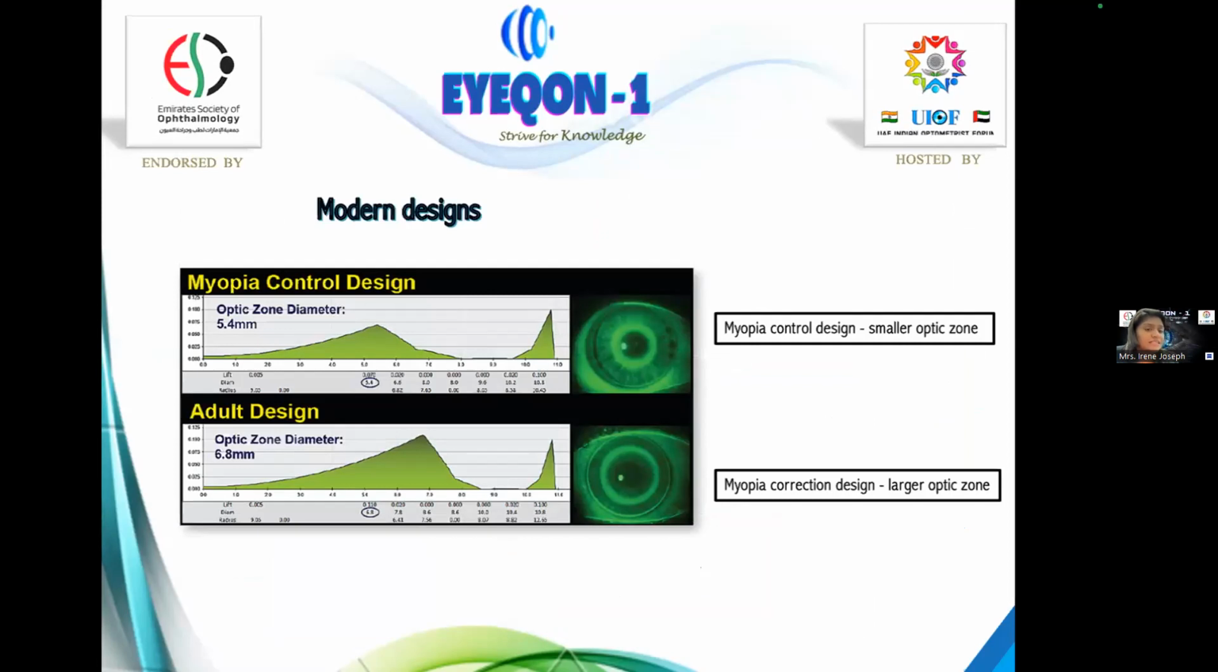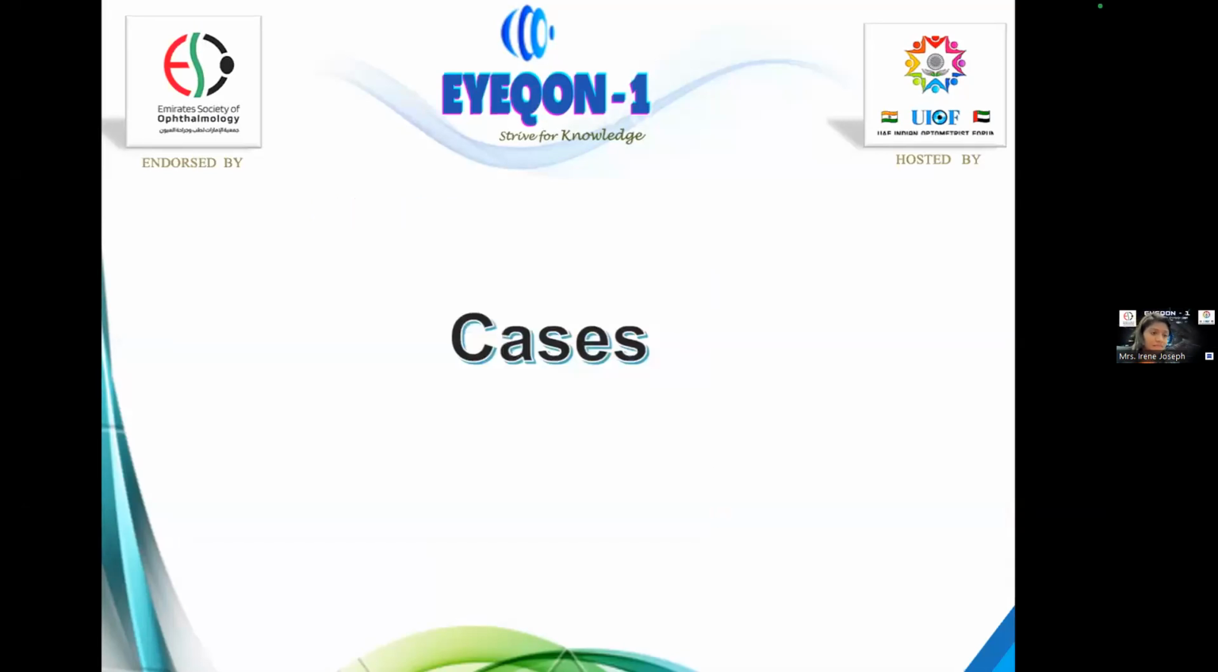In recent times, the design of the lens can also be altered. Like I said, with the software method you can really design each curve. They have the myopia control design, mostly for children and for myopia control purposes, where the optic zone is smaller. And there is a myopia correction design, mainly for adults, where the optic zone is larger. So designs can be controlled to get better results from these lenses.